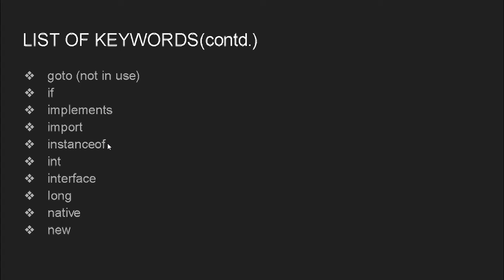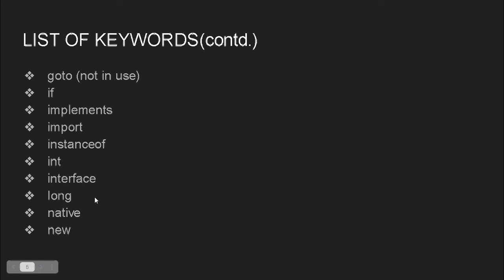The int keyword is mostly used to create an integer type variable. That is also a kind of data type, so we'll be discussing that later. Then interface: as I said earlier, in Java we have interface and we have class. So this interface keyword is used to create an interface. It is also going to have the same syntax: interface, then the interface name.